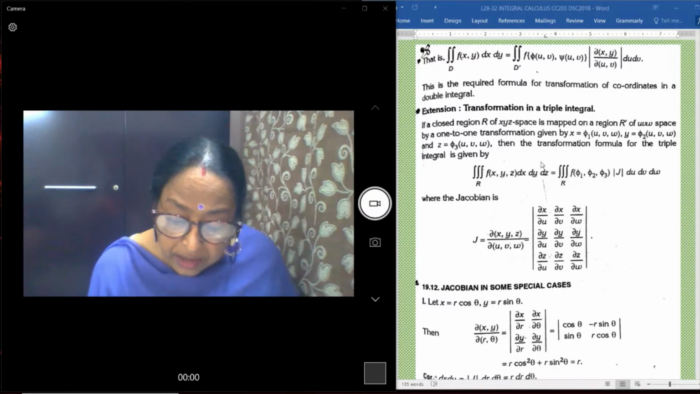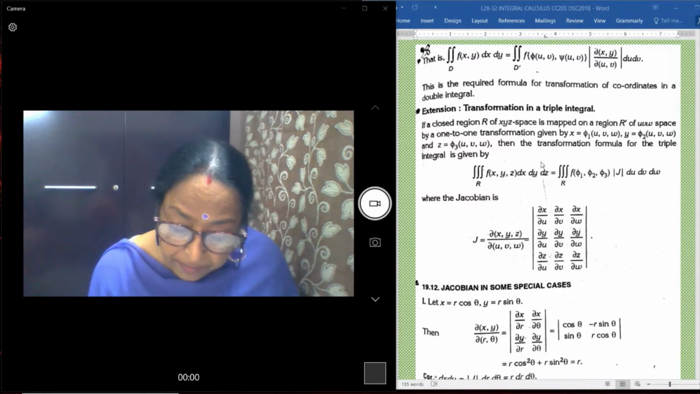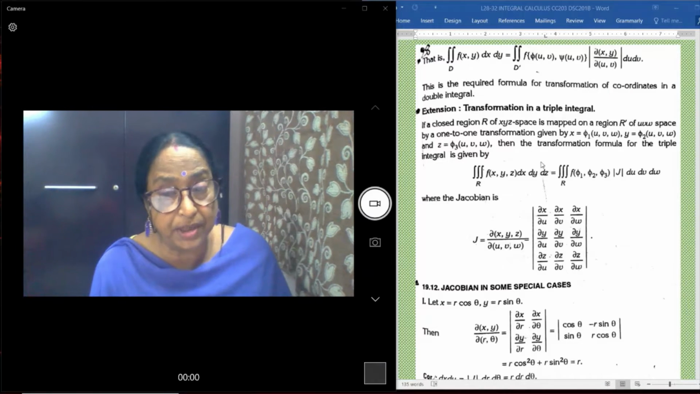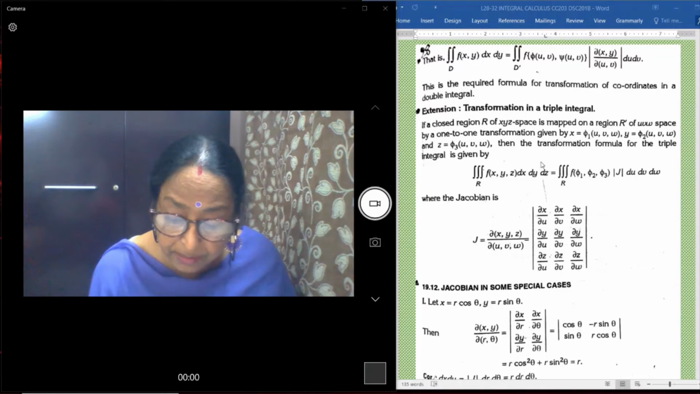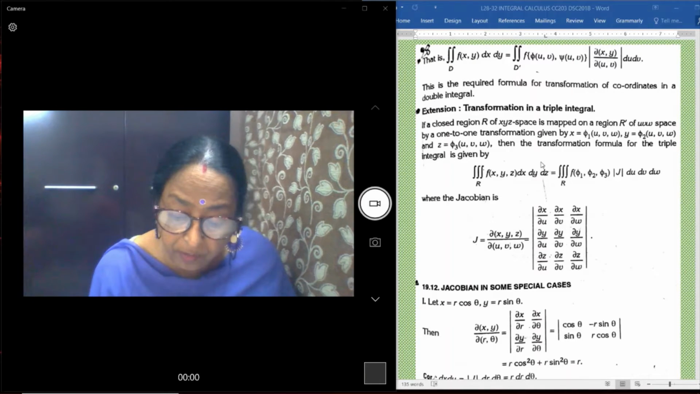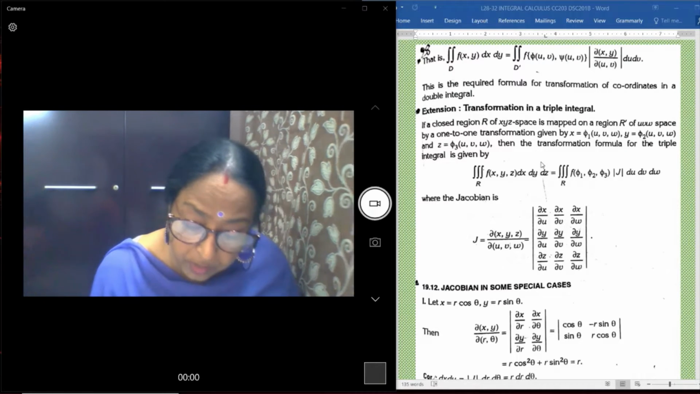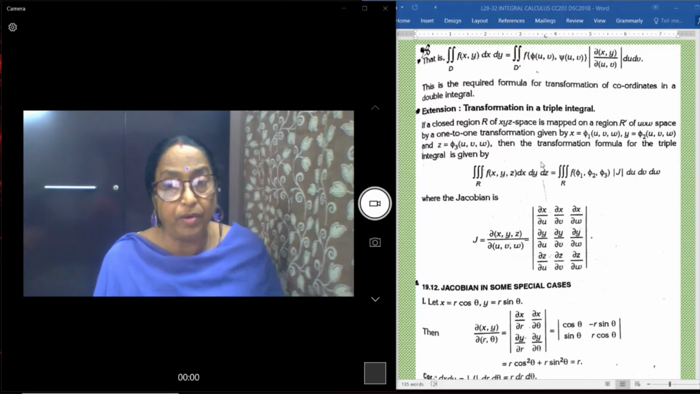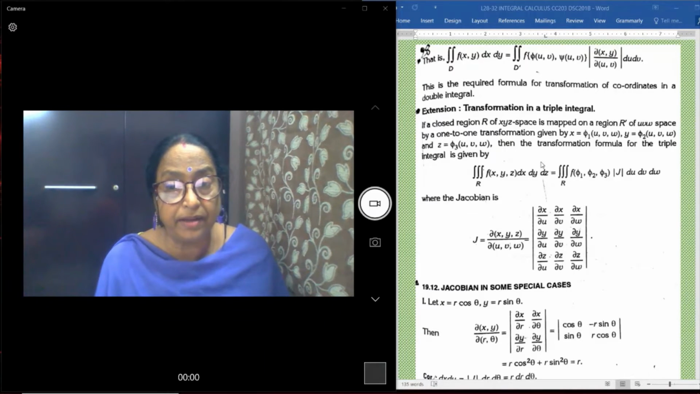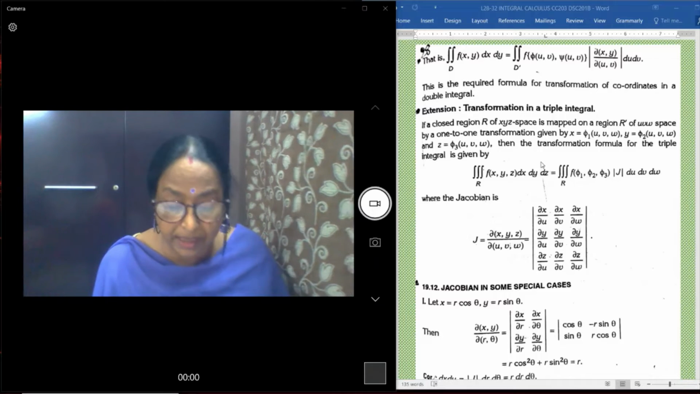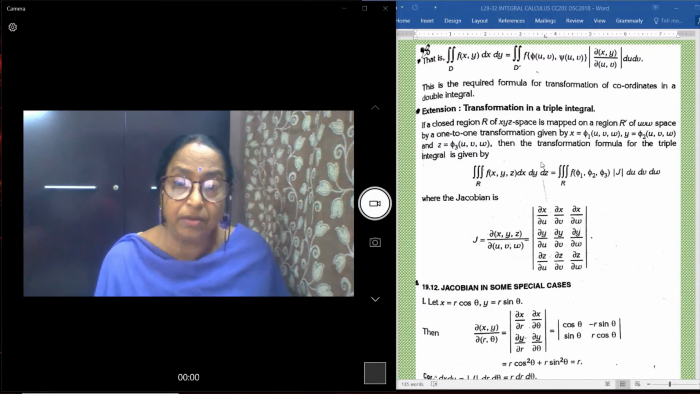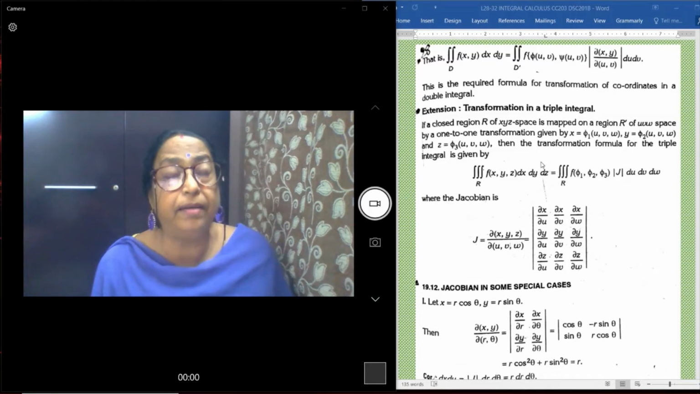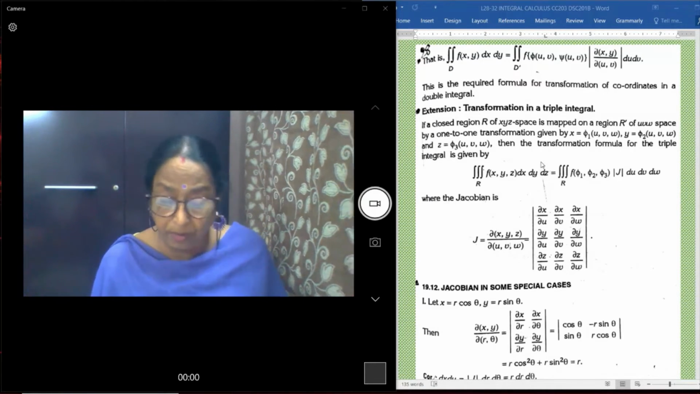Suppose delta means partial differentiation. So the Jacobian can be written as del of (x, y, z) divided by del of (u, v, w). That is the form in which you can find it, and then by finding the determinant of this, we can get the value of the Jacobian. Another form of the Jacobian we can get is the polar form also.